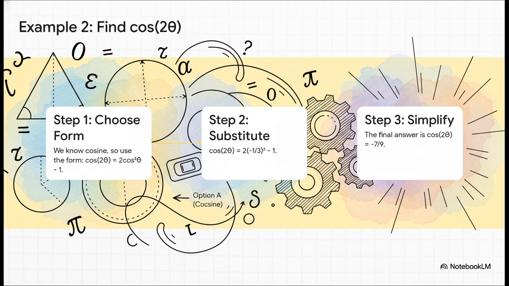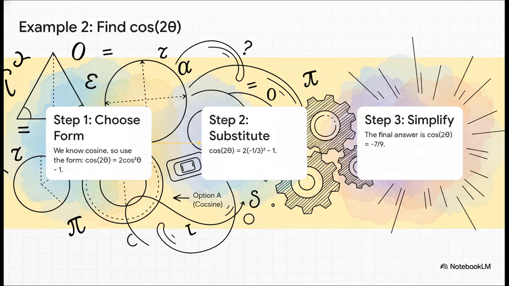And this example is just perfect for showing off the power of having those 3 cosine options. See, here we're only given the cosine value, so for step 1, we make the smart choice. We pick the cosine formula that only needs cosine. This is awesome because it means we can skip finding sine altogether. We just jump right to step 2, plug in the value, simplify, and we've got our answer.